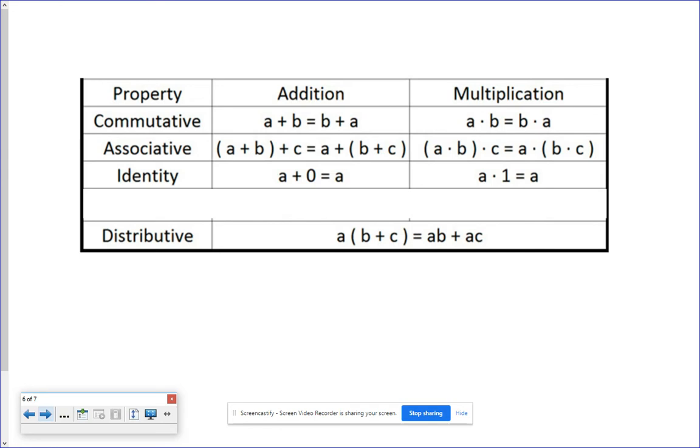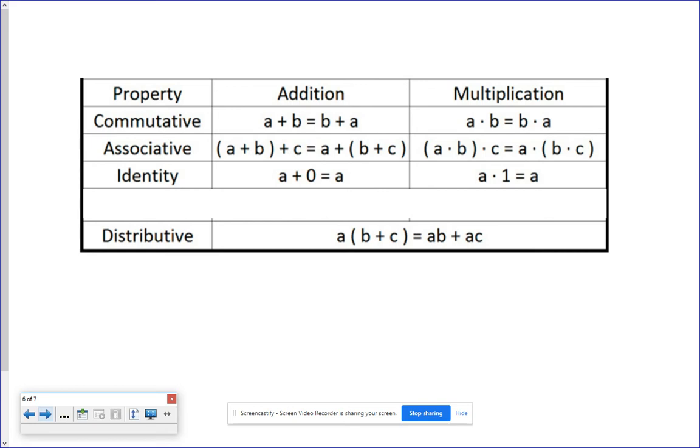Okay, so here's the table you saw at the beginning. We have the commutative property. Remember, when the numbers or the letters flip back and forth or move around, they commute. A plus B is the same thing as B plus A.